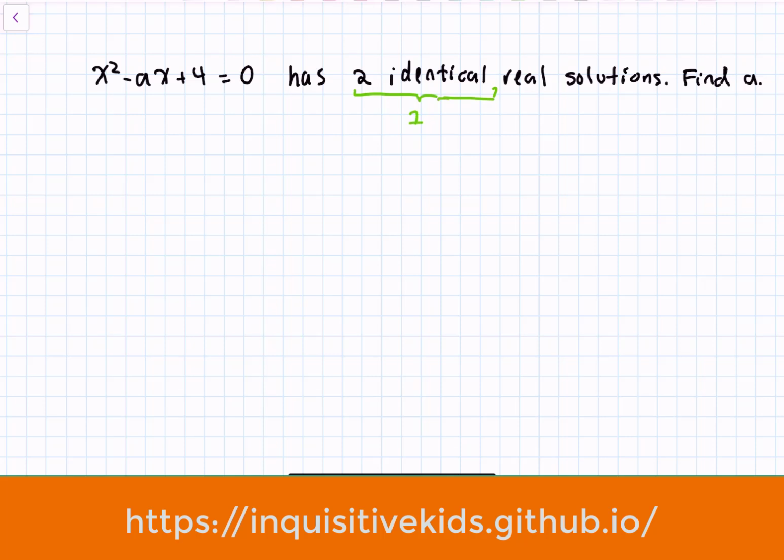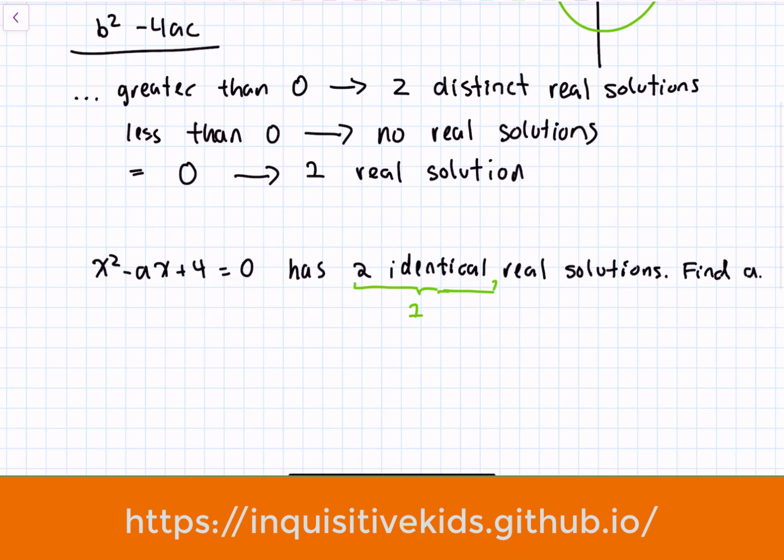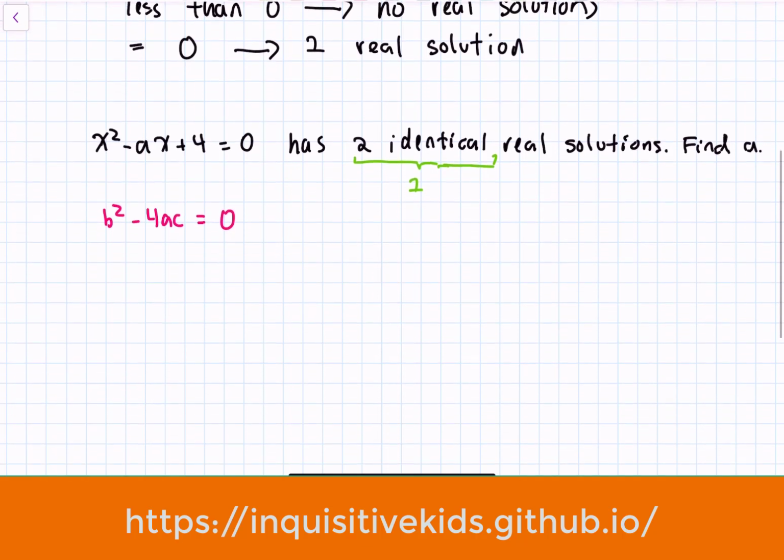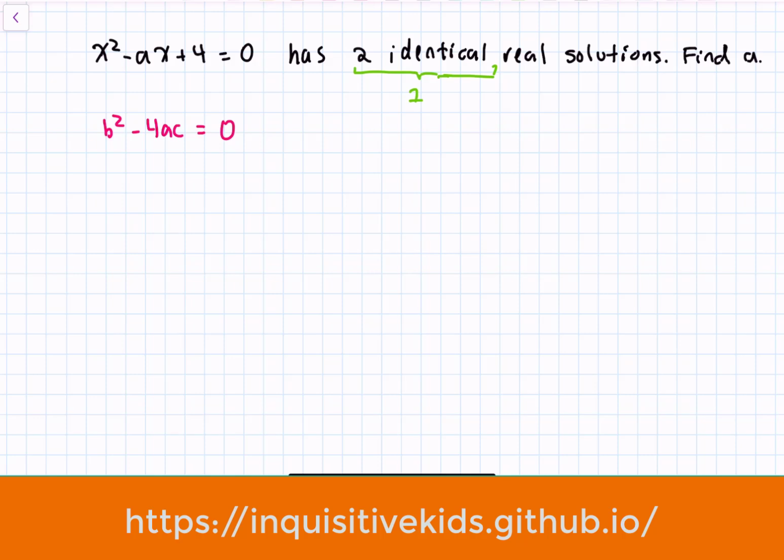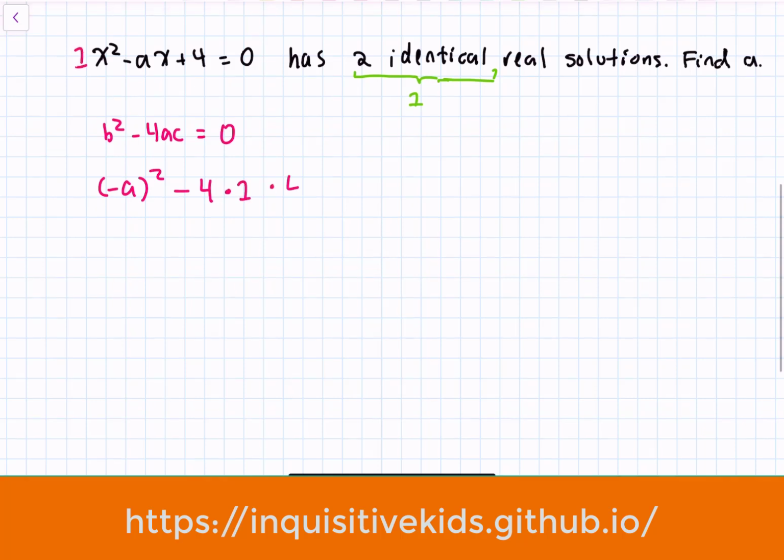So what does it mean if a quadratic equation only has one real solution? Well, when we go back to the discriminant, we see that if the discriminant, which is b squared minus 4ac, is equal to 0, then there's one real solution. In this case, what is b? b is negative a, so we have negative a squared, minus 4 times a, which in this case is 1, times c, which is 4, is equal to 0.